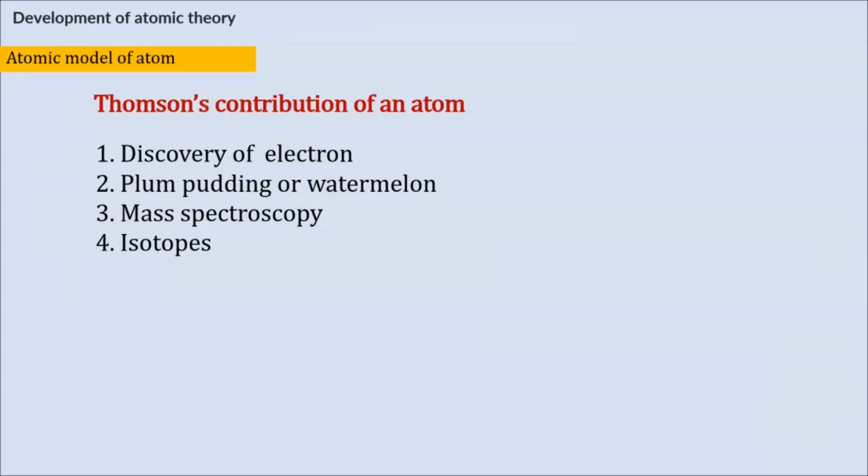So what contributions did Thomson make? What did he discover? He told about the discovery of the electron with the help of the cathode ray tube, the discharge tube, which we have learned in the earlier class, right? And next, Thomson explained how the atom is present with the help of the plum pudding or watermelon model. We also call this J.J. Thomson model of atom the watermelon model. He also explained mass spectroscopy and isotopes as well.